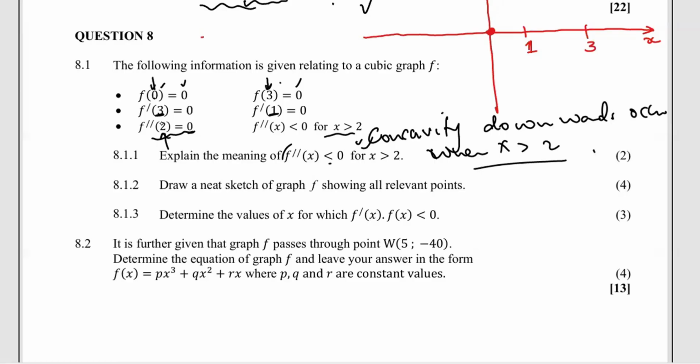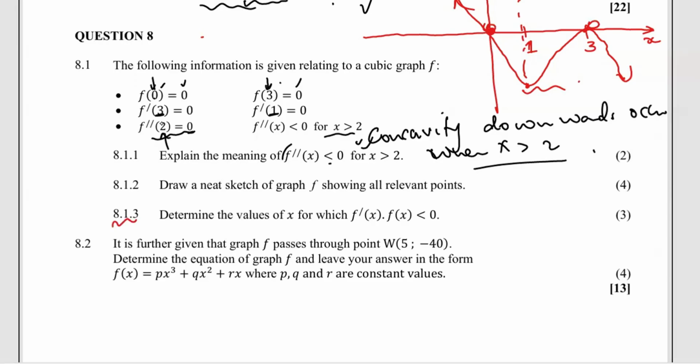Now, with the conditions that they gave us, I believe we're going to have a local minimum at 1, and then we're going to have a maximum at 3. So my sketch would be something like that. Okay, this is what we're having. Let me know how your graph was looking. So we need the intercepts, we need the turning points.